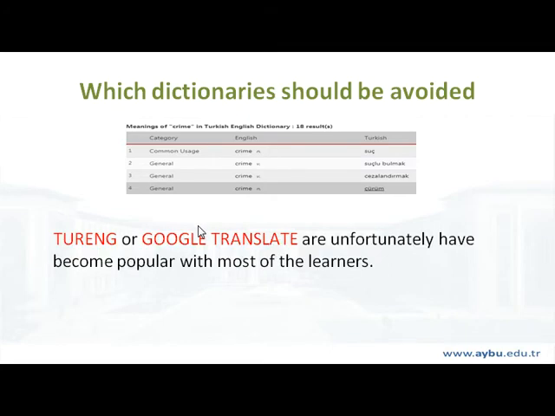Translators or Google Translate, unfortunately, have become popular with most of the learners. So back to our discussion, using a monolingual dictionary not only invites the learner to think in English, but also, in terms of grasping the correct meaning, they have enough context to choose from. In other words, they kill two birds with one stone.